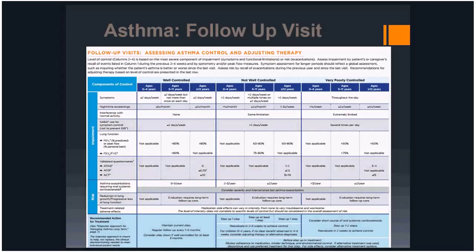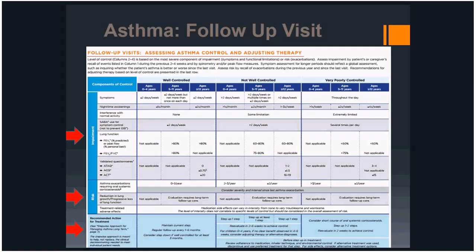So there is another chart that is specific to assessing asthma control and adjusting therapy, specific to follow-up visits, and that is in the quick reference guide. You will note here that at the top, instead of saying severity, it speaks to control. So you will see well controlled, not well controlled, and very poorly controlled. What's important to note here again is to look at the impairment and also to evaluate risk. And then it also recommends the treatment options.